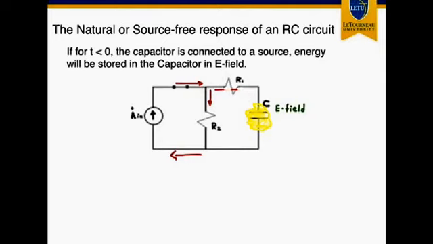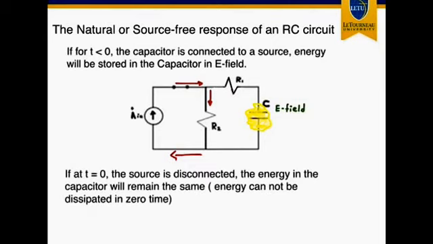If the capacitor is fully charged, then it turns into an open circuit, so no more current flows into the branch with the resistor R1 and the capacitor. If the source gets disconnected or a switch is open so that the source is disconnected from the circuit, no current flows into the network. We're going to denote this instant of time as t equals 0. The energy on the capacitor will remain the same, since energy cannot be dissipated in 0 time.